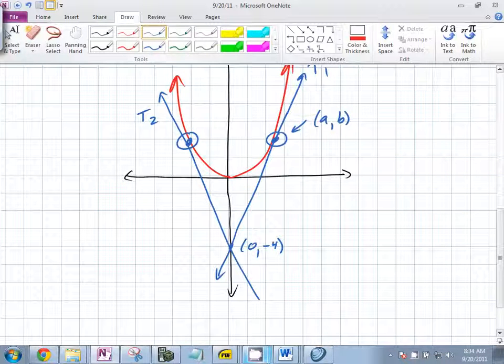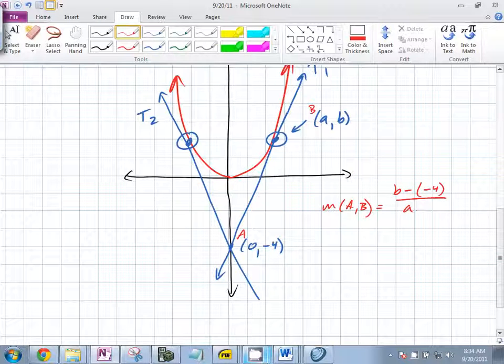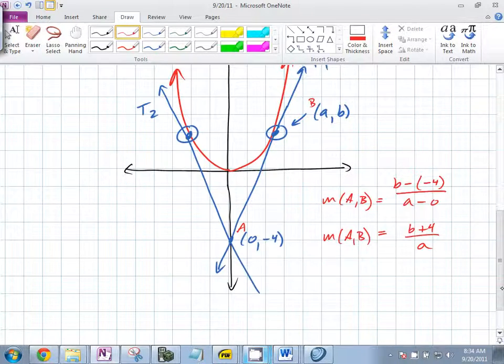Yep. What is the slope between two points? How do you find it? We'll call this point A, and this point B right here. If I wanted to find the slope from A to B, it's the change in y over the change in x. Change in y: b minus -4, over a minus 0. So the slope from A to B is (b plus 4) over a.